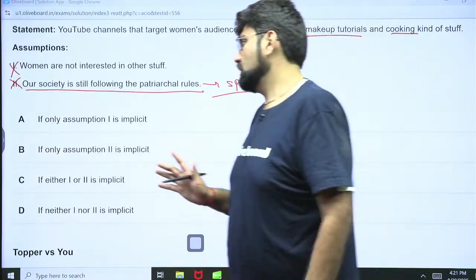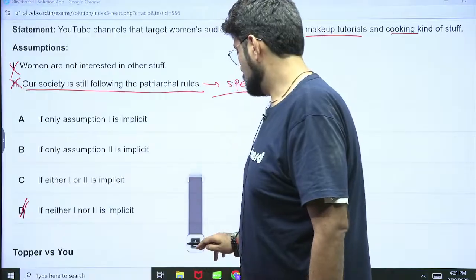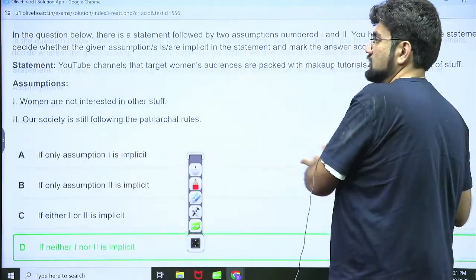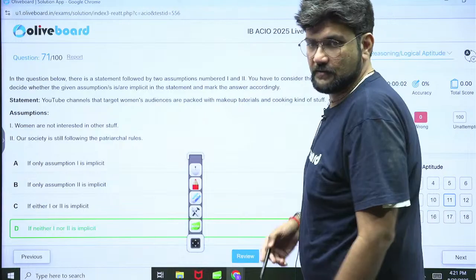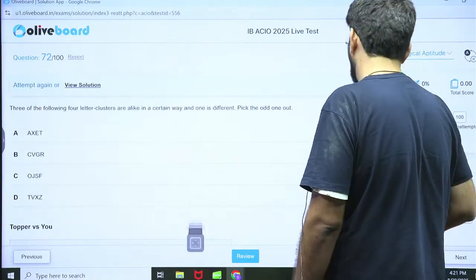Okay, so both of them are not right. So neither 1 nor 2 is implicit. Option D is the correct answer. Cool. 53 seconds. Okay, he had to think. This question made him think. But okay, I agree. Critical reasoning can be time consuming, so nothing to take away from that.